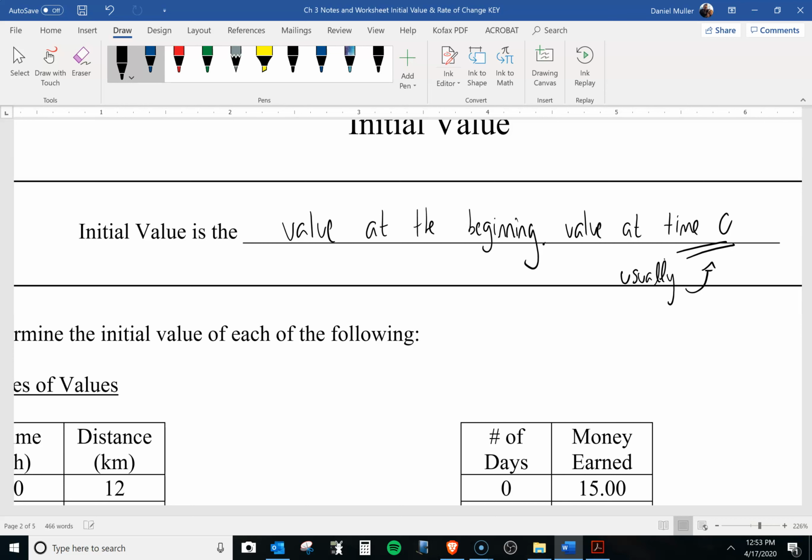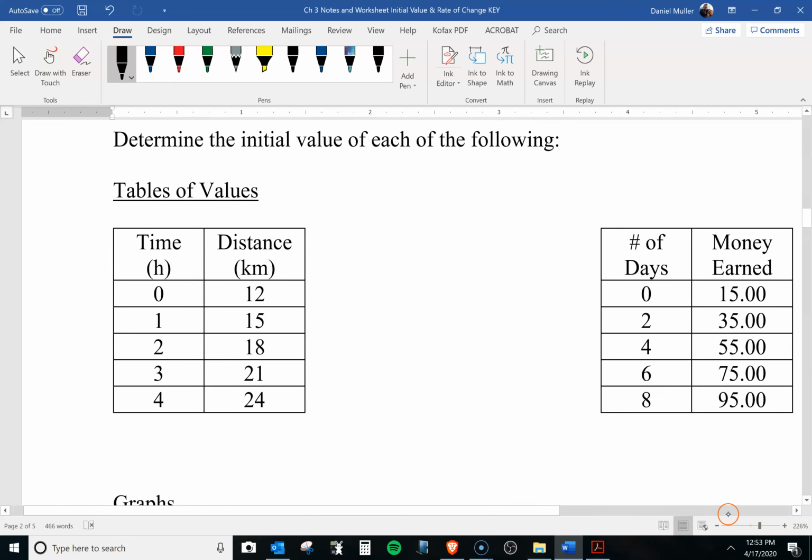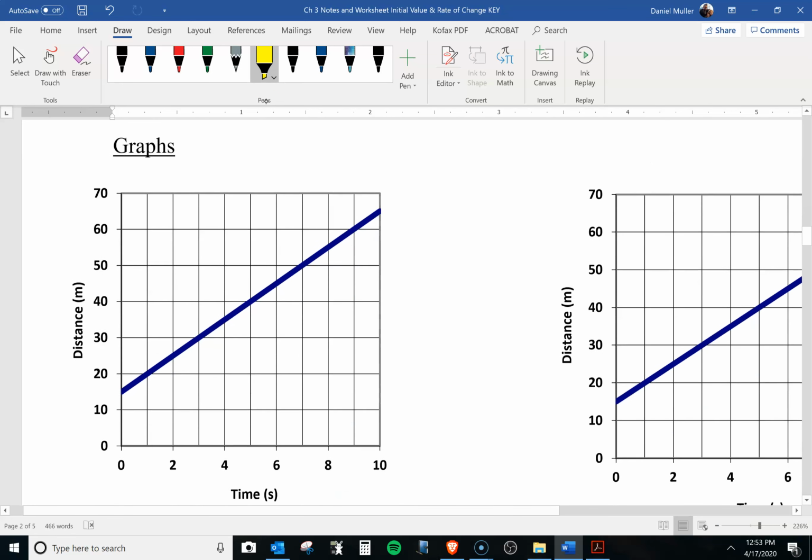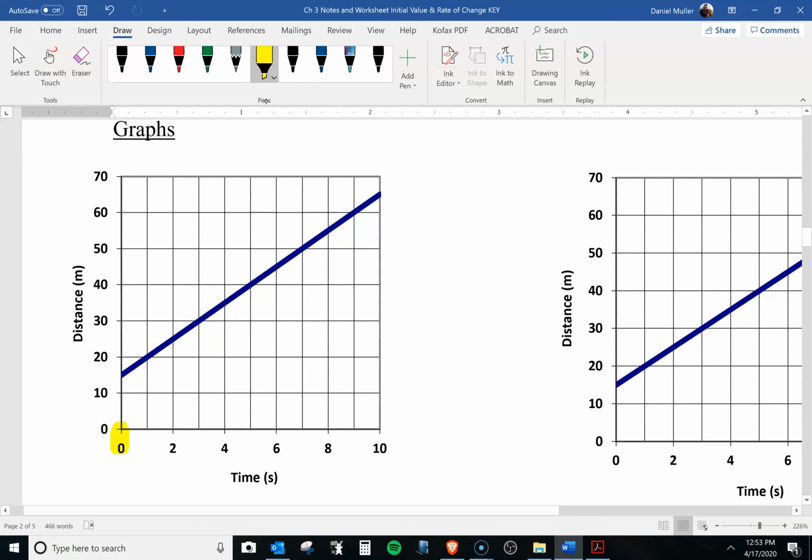So when the time is 0, what is the value? Or what is the value at the beginning? That's what we're going to be looking at, and it's actually very, very easy to do. So here's time 0, right? Looking on the graph, this right here is time 0.